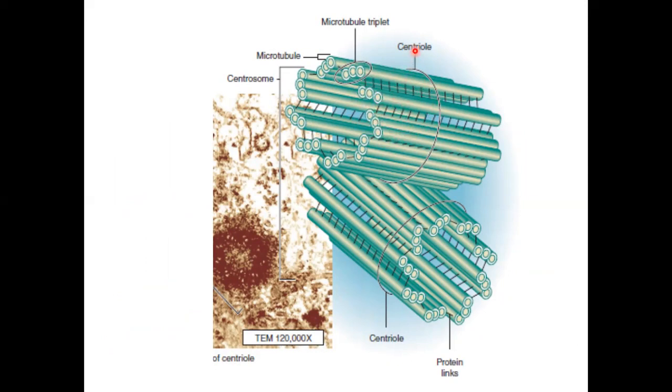What is the function of the centriole? It is to separate chromosomes during cell division, without which cell division will not occur. And that is why nerve cells do not multiply in number, because they don't have centrioles. And that's why we call them permanent cells. What other structure is formed by microtubule?